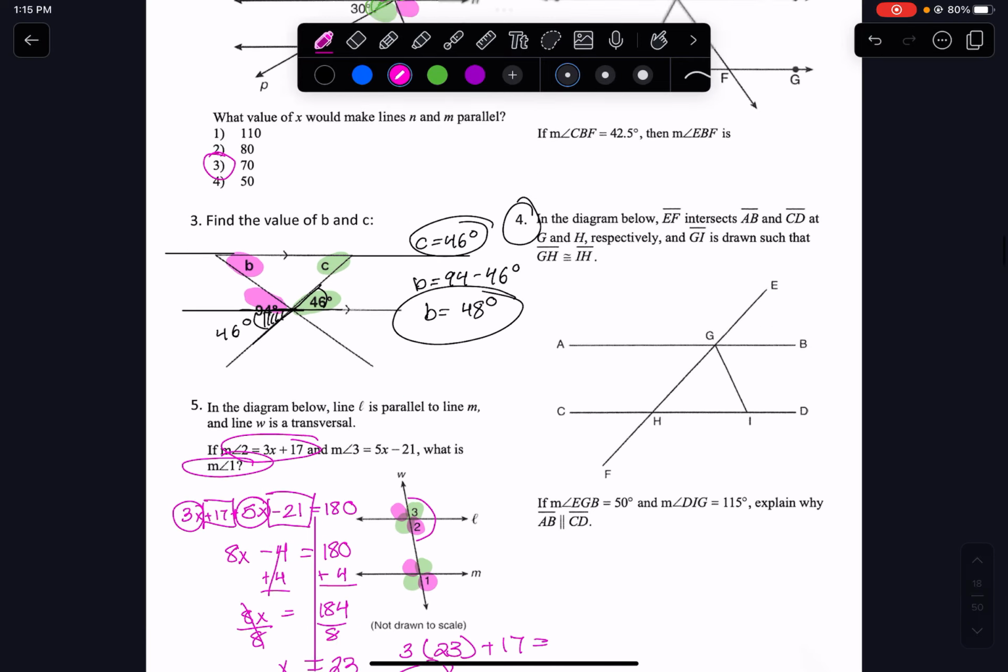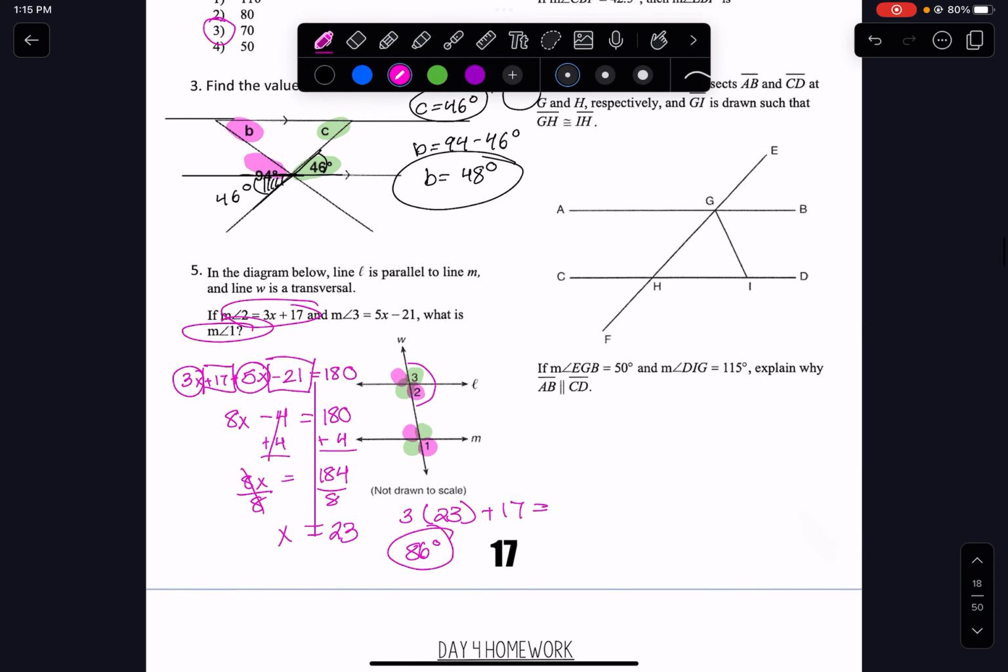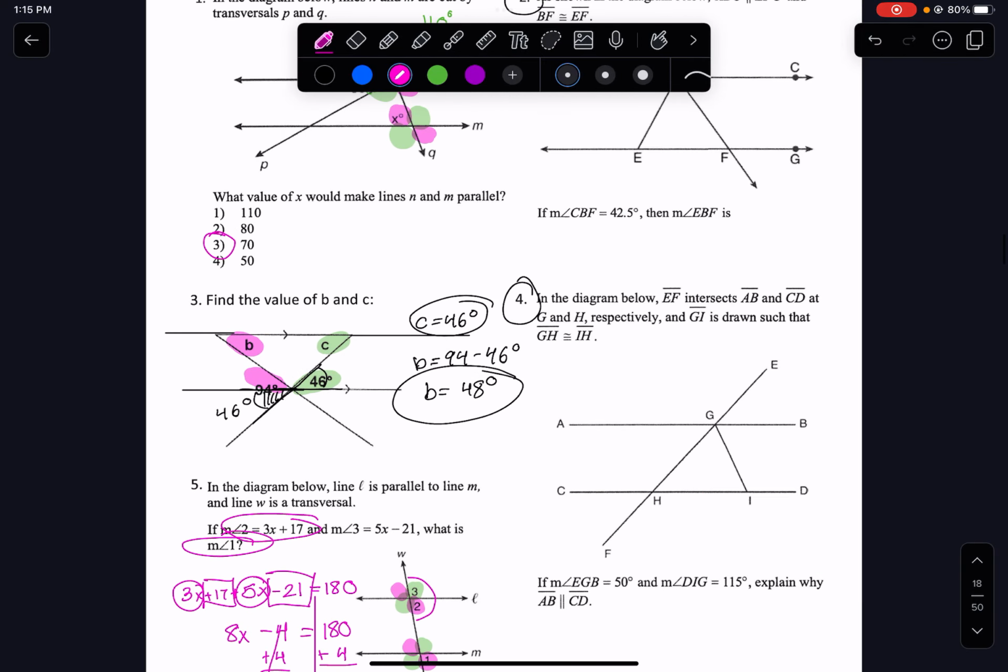Now again, for right now, we're going to skip numbers 2 and 4, just because we have not dealt with isosceles triangles yet, so those can get a little bit complicated.